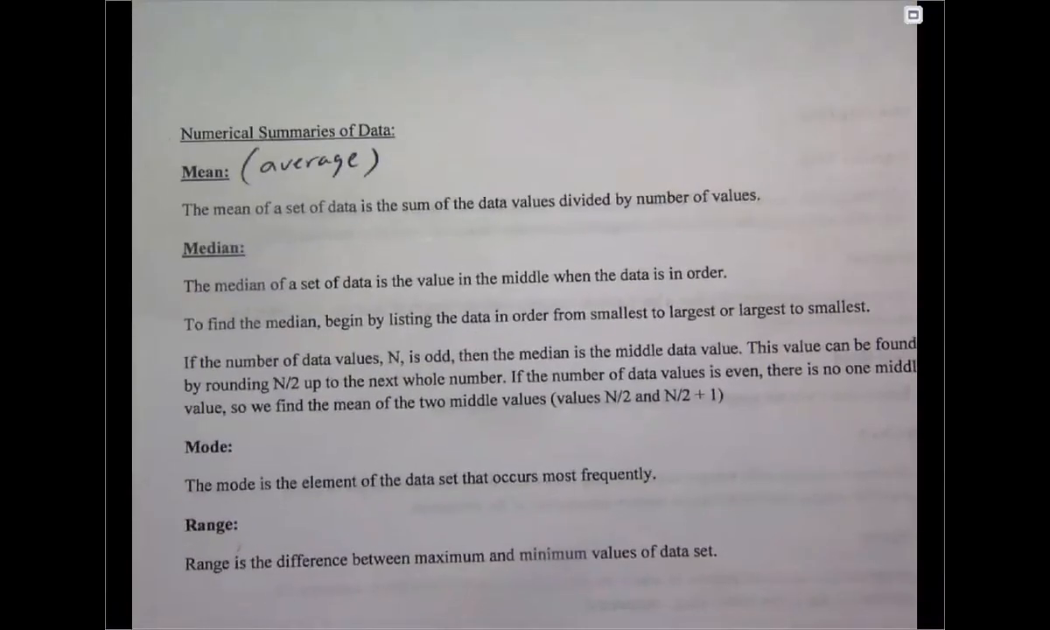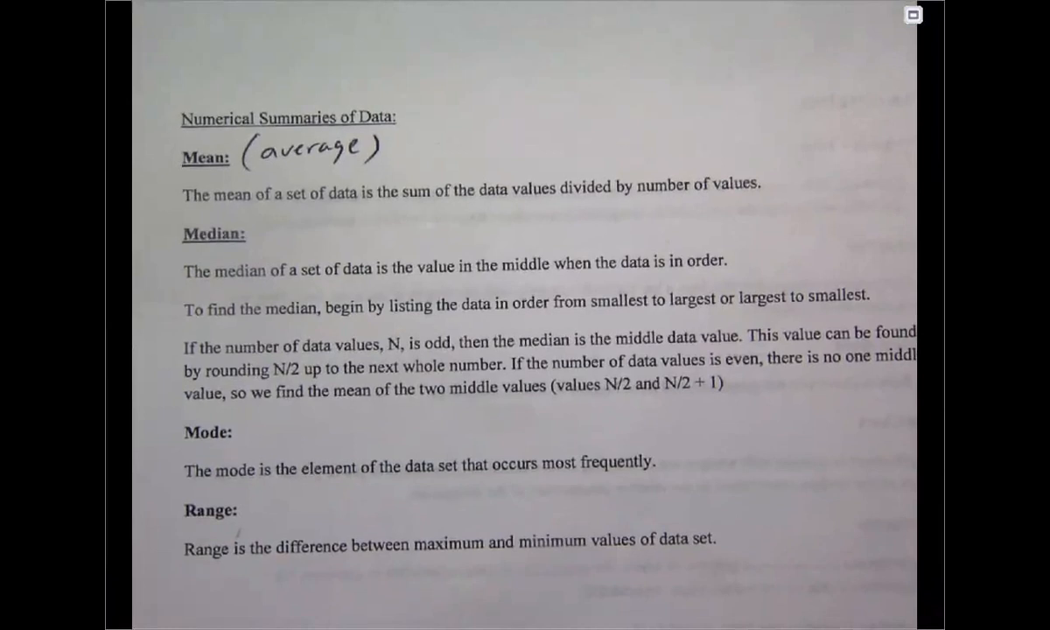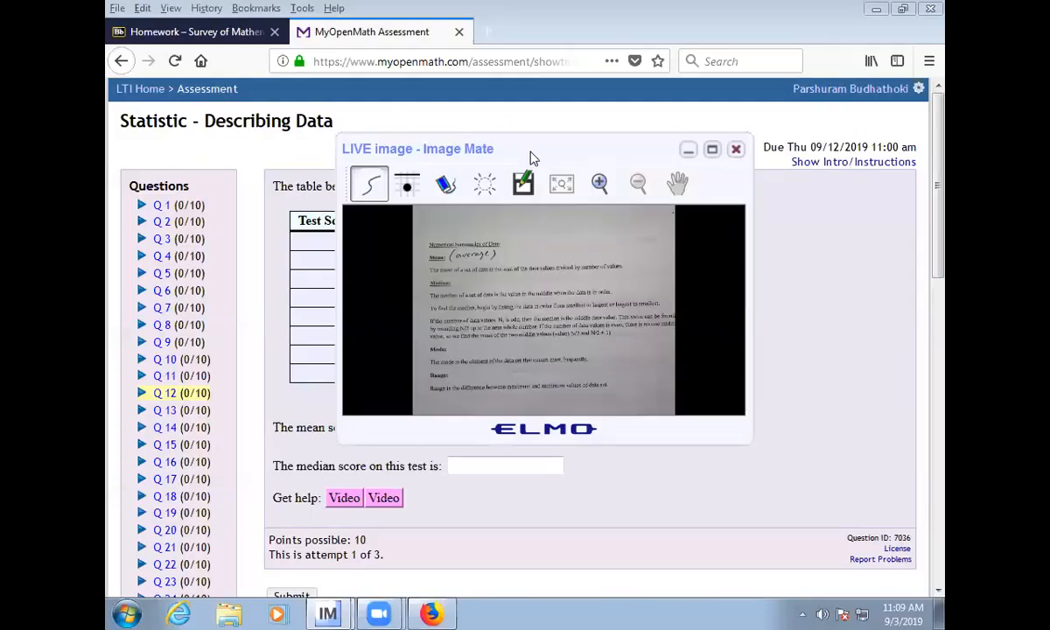Mean, which is the average value of your data. The mean of a set of data is the sum of the data values divided by the number of values. So first of all, you need to find the sum of the data values and divide by the total number of values, right? So that's the definition. So let's find out the mean first for this particular problem.